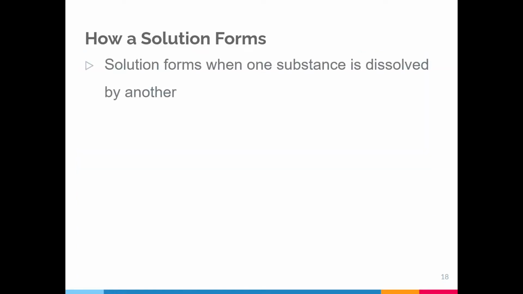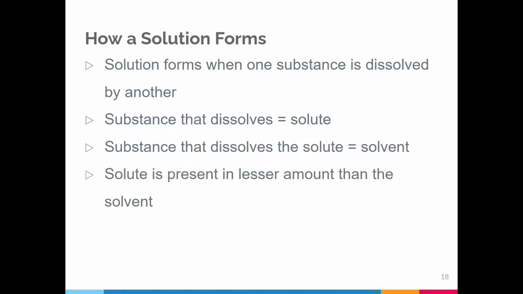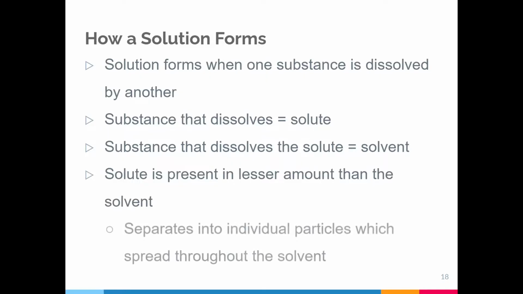All right, so how do solutions form? They form when one substance is dissolved by another. The substance that dissolves is the solute. The substance that does the dissolving is the solvent. The solute is present in lesser amount than the solvent. This separates into individual particles which spread throughout the solvent. So keep in mind those solute particles are spread evenly throughout the solvent.